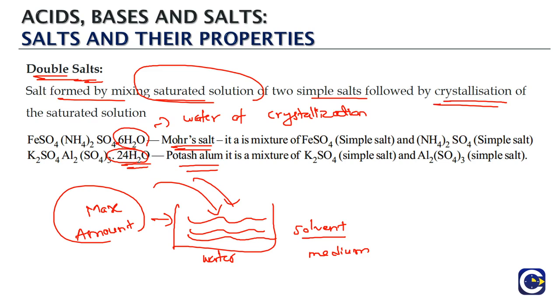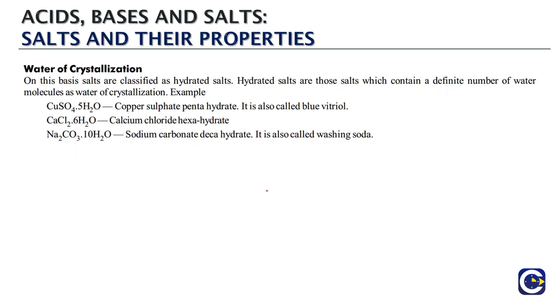Like, Mohr's salt we'll prepare by mixing the saturated solutions of FeSO4 and ammonium sulfate. Ammonium sulfate is (NH4)2SO4. The potash alum we'll get by mixing potassium sulfate and aluminum sulfate. So this is how we are going to be getting the double salts.